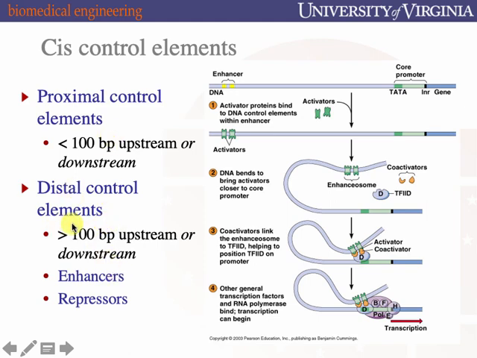The same holds for the more distal control elements. To be honest, this threshold of 100 base pairs is not magical. That's just a rough ballpark. I think people would even consider a couple of 100 base pairs out and around the transcription start site still to be pretty proximal control elements. The more distal ones can be thousands to tens of thousands of bases away.